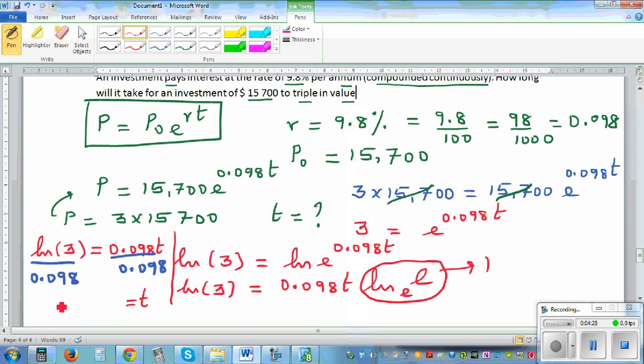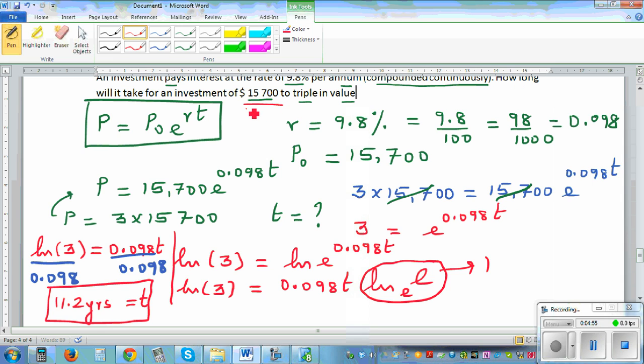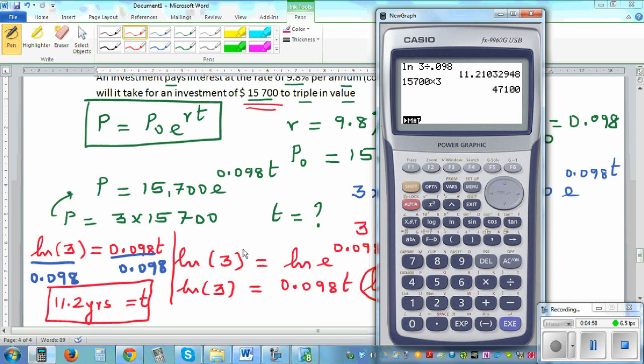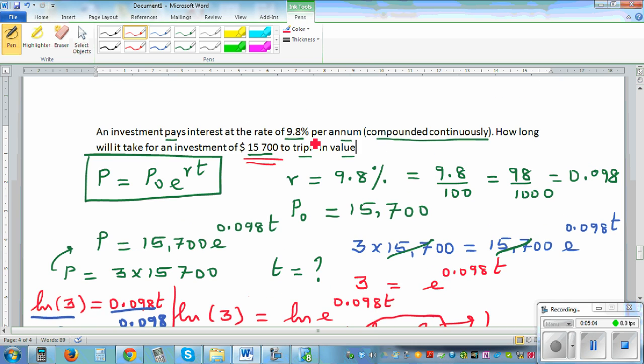So it takes 11.2 years for this investment to triple, to become, what is 15,700 times 3? It is 47,100. So for 15,700 to become 47,100, it takes 11.2 years if that investment is increasing, compounding continuously at the rate of 9.8% per annum.